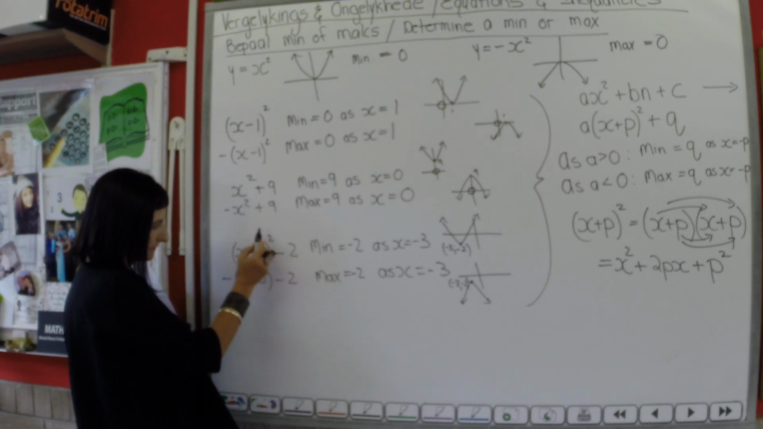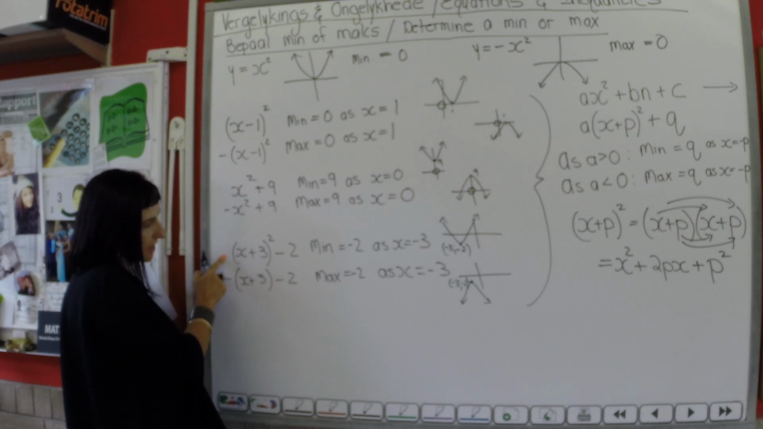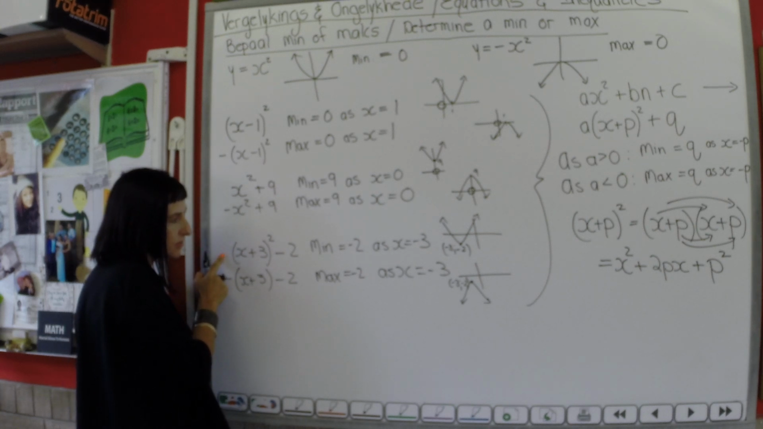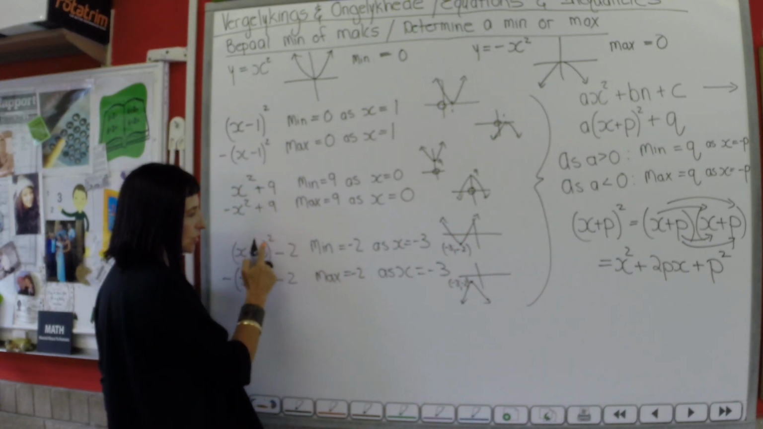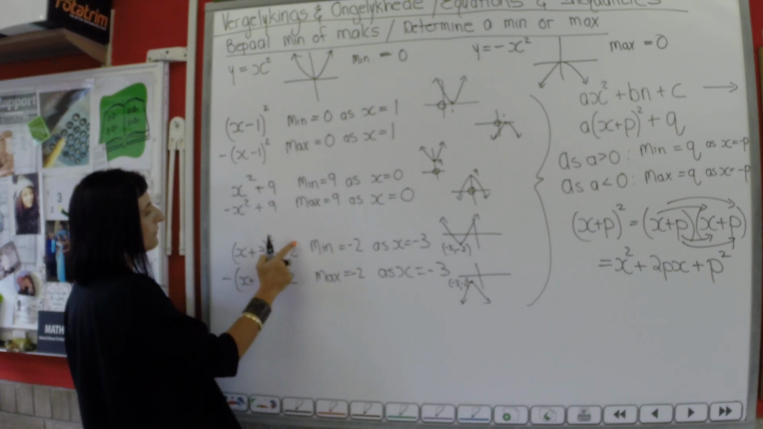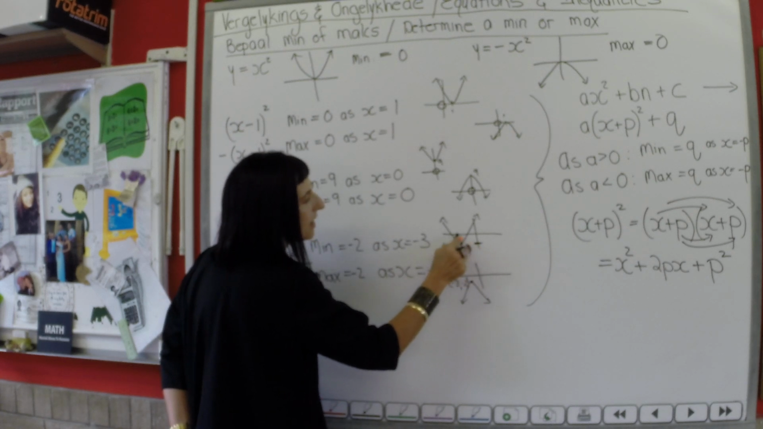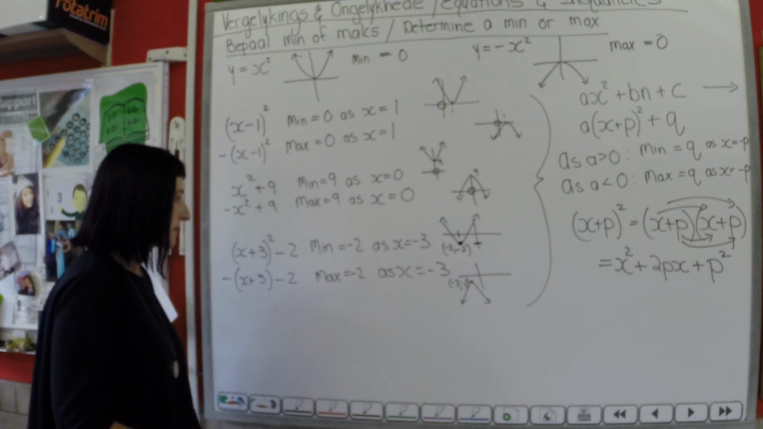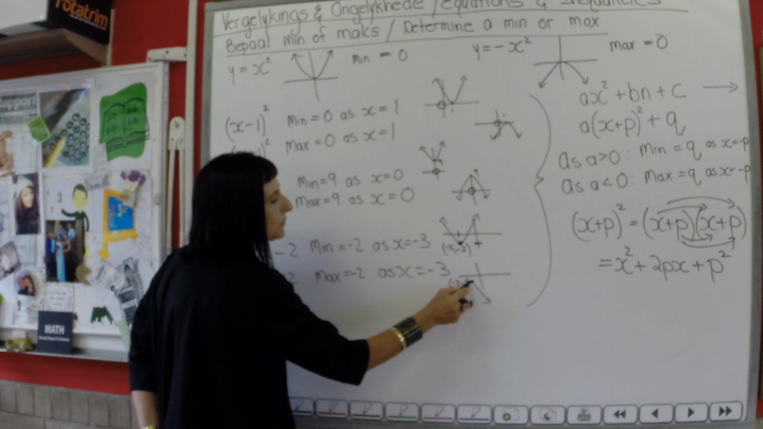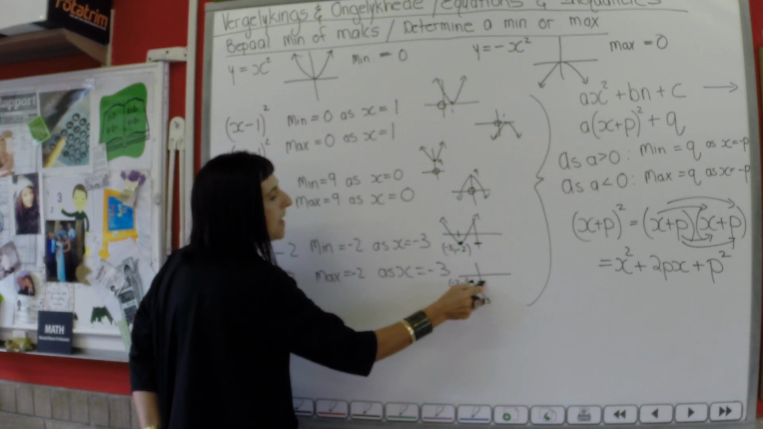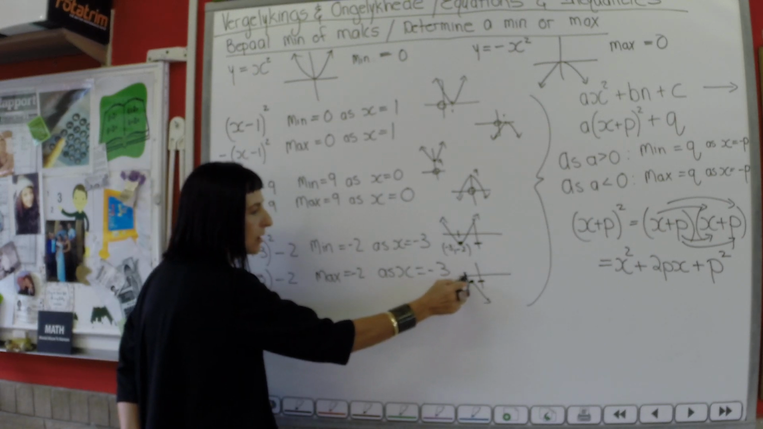Maar kyk na hierdie ouetjie. Sy a-waarde is positief. Hier is sy a-waarde voor die x. So hy is 'n positief 1. So dit beteken happy face, minimum value of -2. Minimum waarde van -2, want ek lees dit op my y-as, daar is hy, as x gelyk is aan -3. En hier het ek 'n sad face, so it's going to be a sad face parabola, so it's going to have a maximum value of -2 when x equals -3.